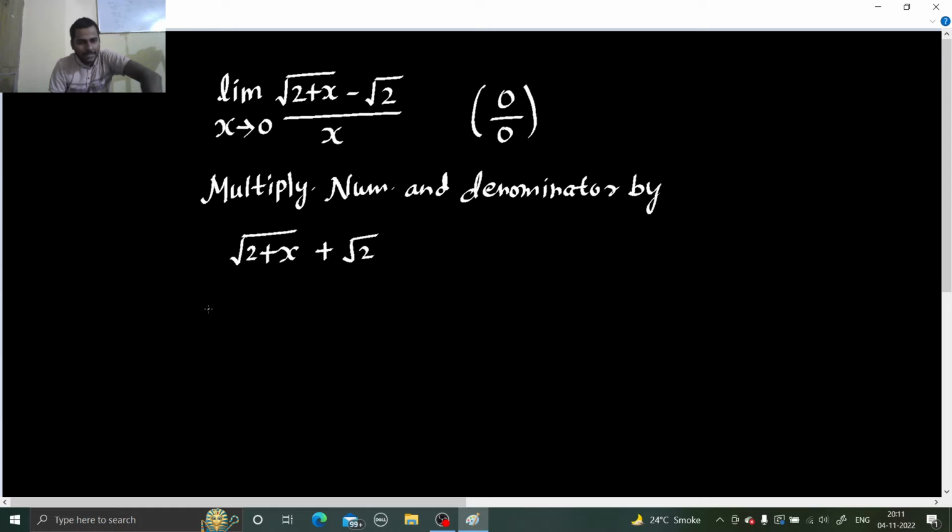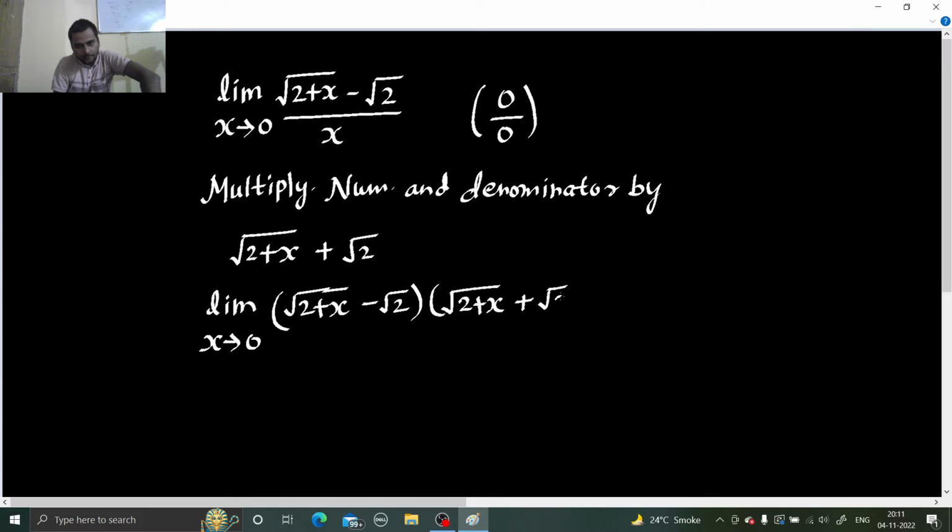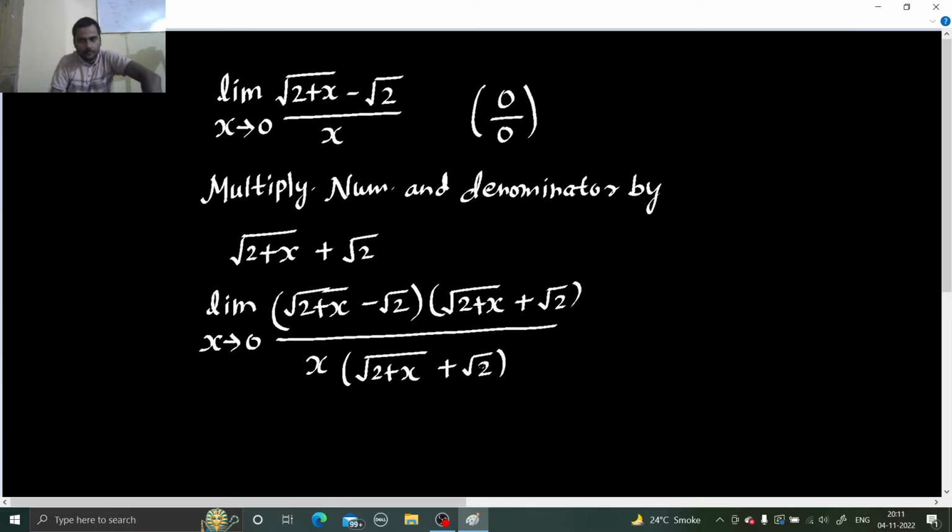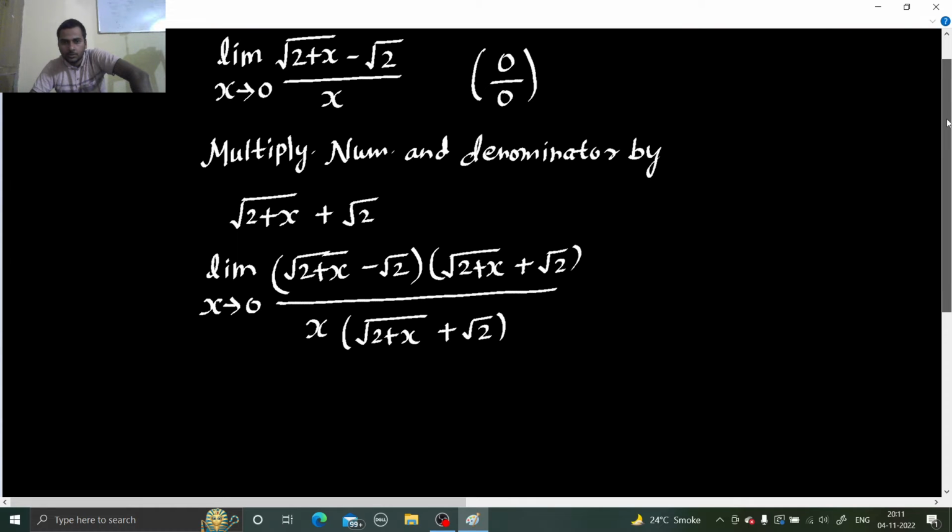So if I multiply my numerator and denominator by this, the limit x tending to 0 of root of 2 plus x minus root 2, multiplied by the conjugate, which is root of 2 plus x plus root 2, and I have to multiply by the same conjugate in the denominator also. So x multiplied by root of 2 plus x plus root 2. Fine.